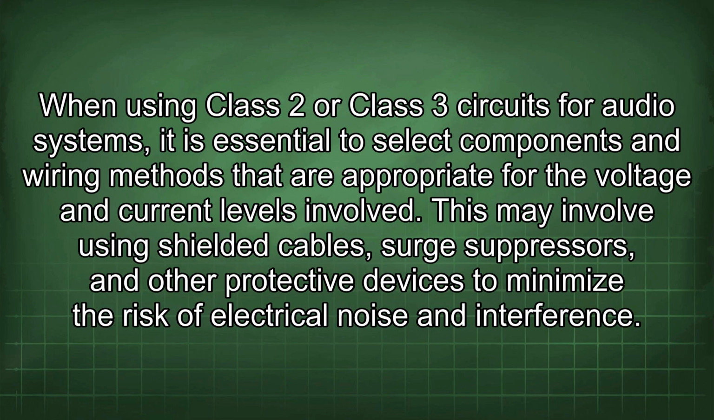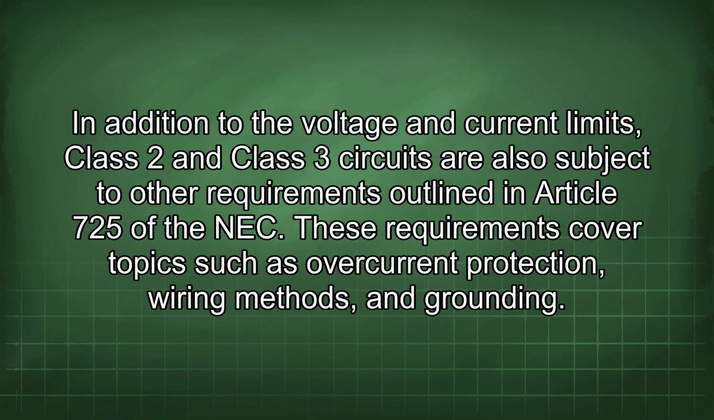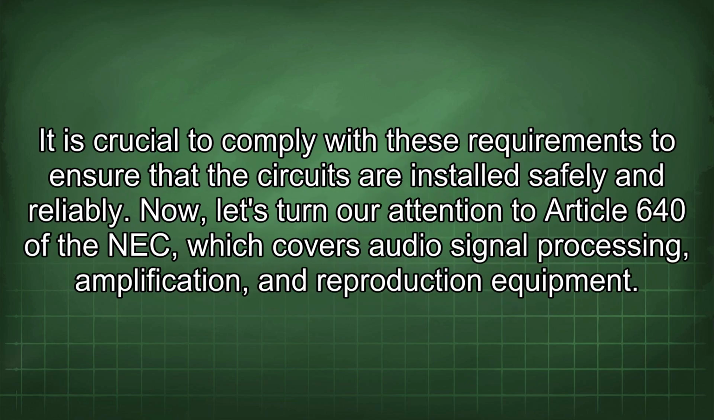When using Class 2 or Class 3 circuits for audio systems, it is essential to select components and wiring methods that are appropriate for the voltage and current levels involved. This may involve using shielded cables, surge suppressors, and other protective devices to minimize the risk of electrical noise and interference. In addition to the voltage and current limits, Class 2 and Class 3 circuits are also subject to other requirements outlined in Article 725 of the NEC. These requirements cover topics such as overcurrent protection, wiring methods, and grounding. It is crucial to comply with these requirements to ensure that the circuits are installed safely and reliably.